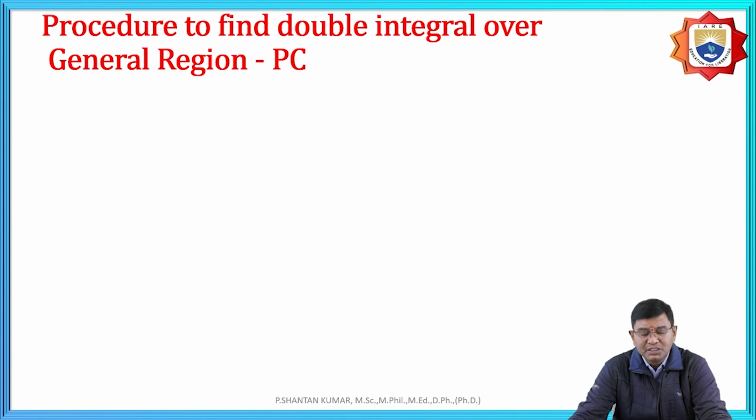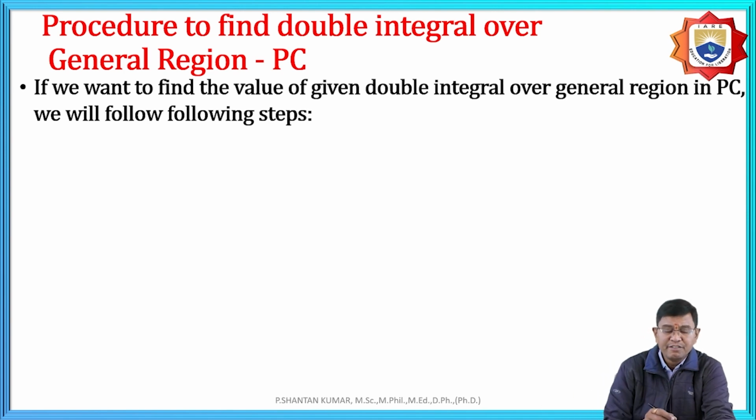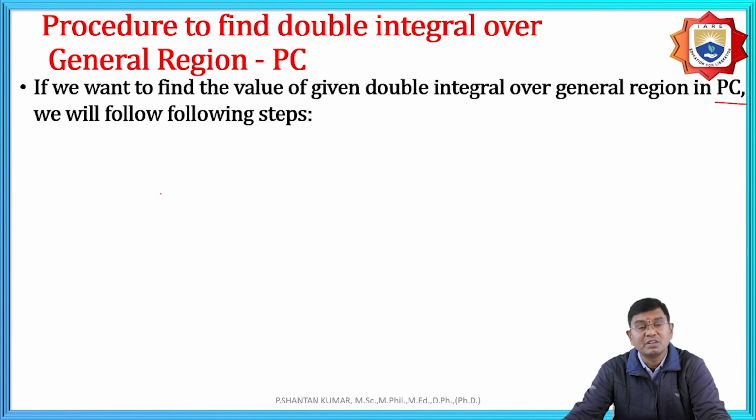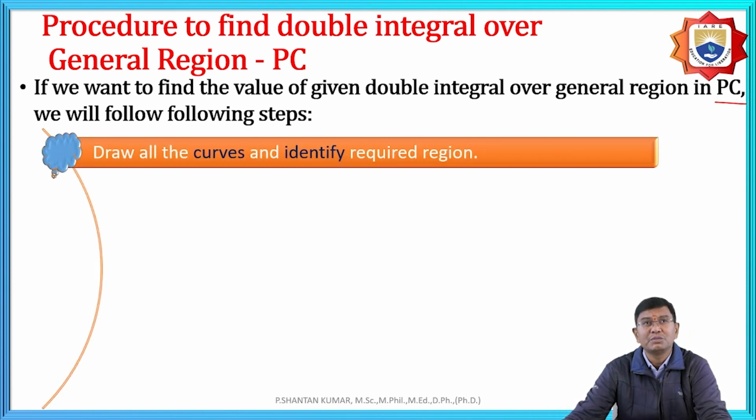What is the procedure to find double integrals over a region in polar coordinates? If we want to find the value of a given double integral over a region in polar coordinates, we need to follow certain steps. And what are the steps? Draw all the curves and identify the required region.